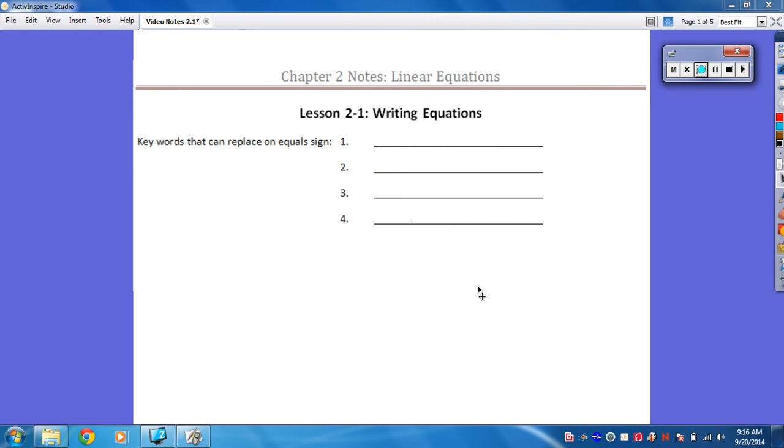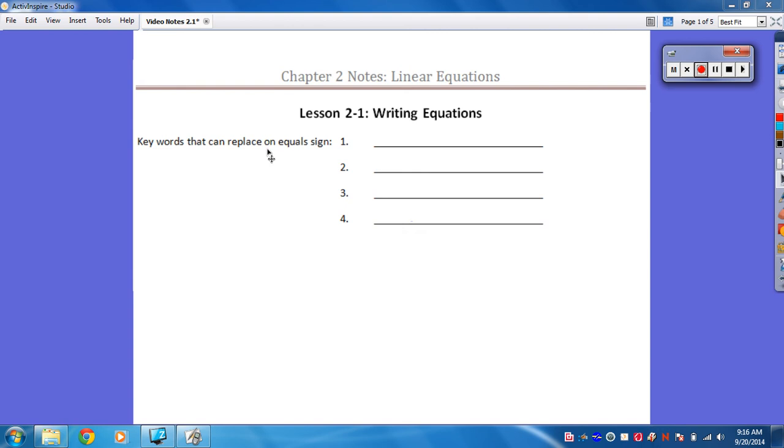Okay, let's get started on chapter 2. We're going to talk about first writing equations, alright? And in chapter 1 we did writing expressions, and we talked about all the words or phrases that could be used to replace certain operations, like plus for addition or the difference for subtraction. Alright, and so we're going to still use those, but now to write equations, we have to have words that we can use to replace an equal sign.